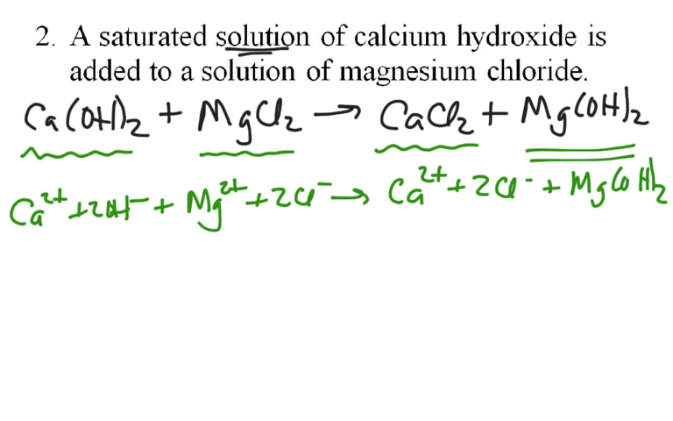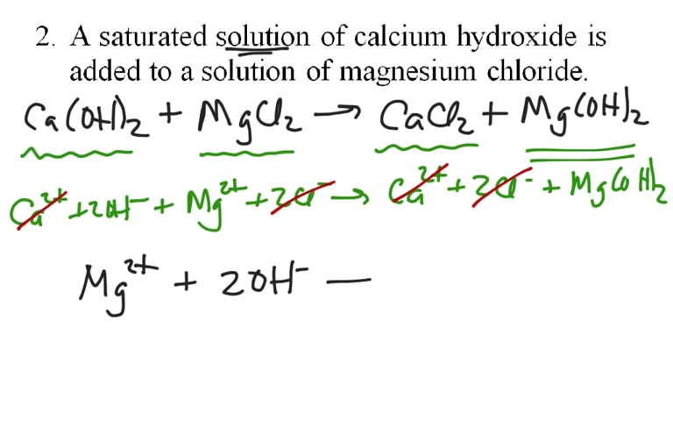Now we're going to go through, do we have any spectators? Okay, calcium, spectator. Chloride is a spectator. So the final answer would be magnesium ion. I always like to write my positive ion first. Plus 2 hydroxide ions turns into Mg(OH) taken twice.